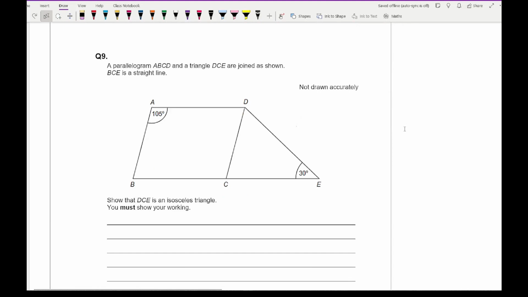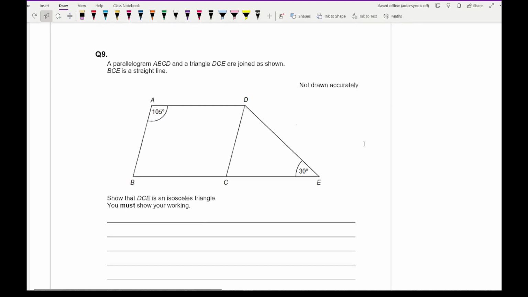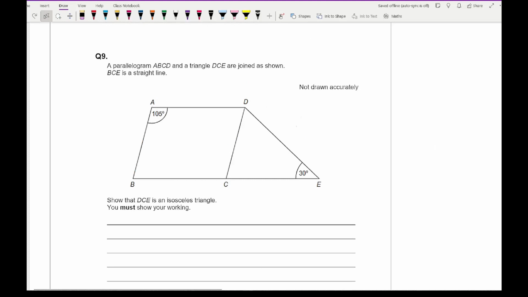Moving on to question 9, it says that a parallelogram ABCD and a triangle DCE are joined as shown. BCE is a straight line, and the question is asking us to show that DCE is an isosceles triangle. So if it's an isosceles triangle, then basically two angles must be the same. Now we could say two lengths, but we've got no indication about what any of the lengths are, so we can't use that. It's going to be two angles.